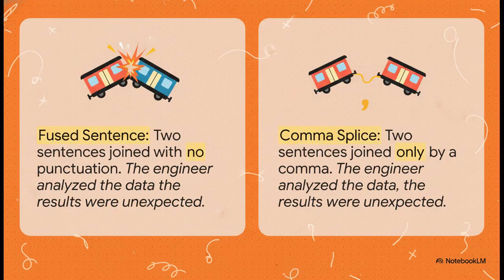And here they are, our two main offenders. On the left, you've got the fused sentence. That's two complete thoughts with absolutely nothing in between them. And on the right, the comma splice. Now this one's a little sneaky. It uses a comma, but a comma all by itself just isn't strong enough to connect two of these big independent clauses. Bottom line, both of them are wrong.